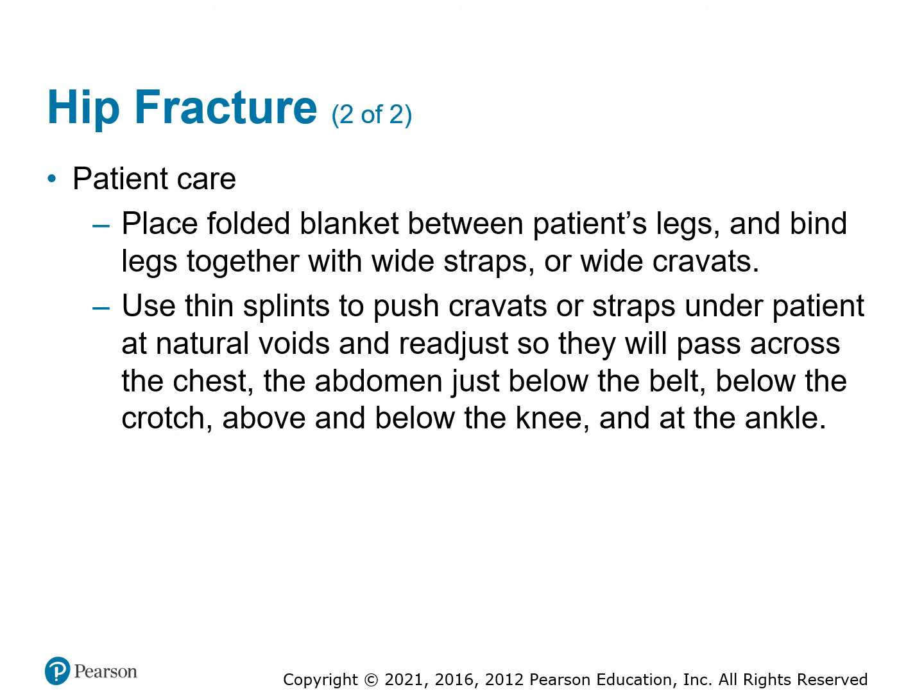The way to properly care for this is you're going to place a folded blanket between the patient's legs and bind the legs together with wide straps or wide cravats. The next image is going to show you a little bit what they're talking about. Use thin splints to push those straps under the patient at the natural voids. So you don't want to be lifting, moving, or jostling the patient more than you have to. Try to limit that and get the straps pushed through using this method. And then readjust so that they'll pass across the chest, the abdomen, and just below the belt, below the groin area, and then above and below the knee and at the ankle. Try to secure them as best you can and keep their entire body as stable as possible.